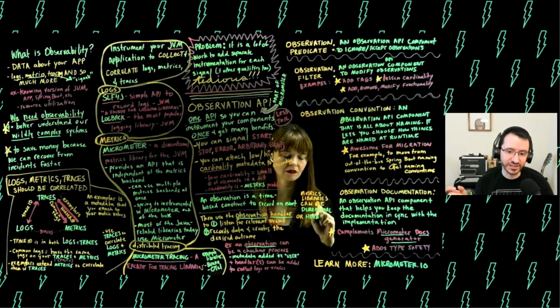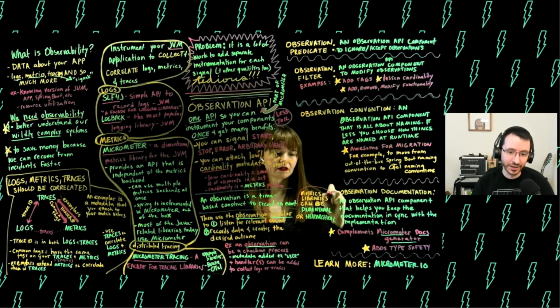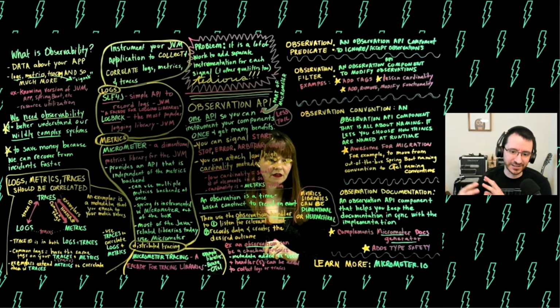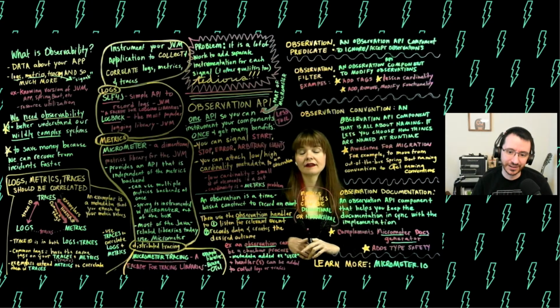So every time series basically consists of a name and a set of key values called tags or labels or attributes. Different systems call them differently. But that's basically it. If you write this down and represent it as a string, the difference will be very, very apparent.